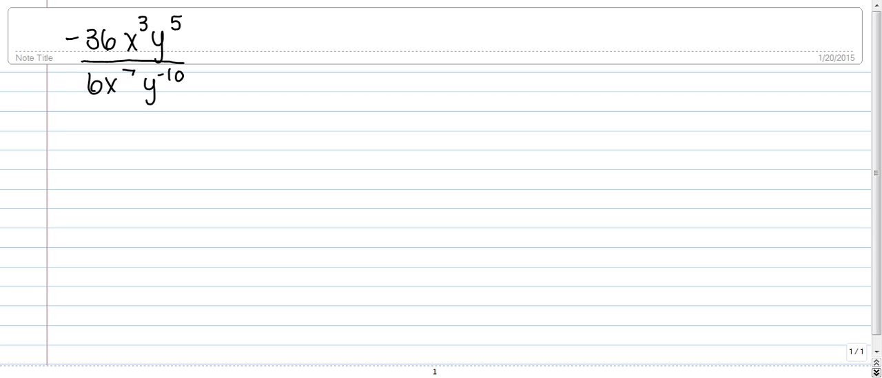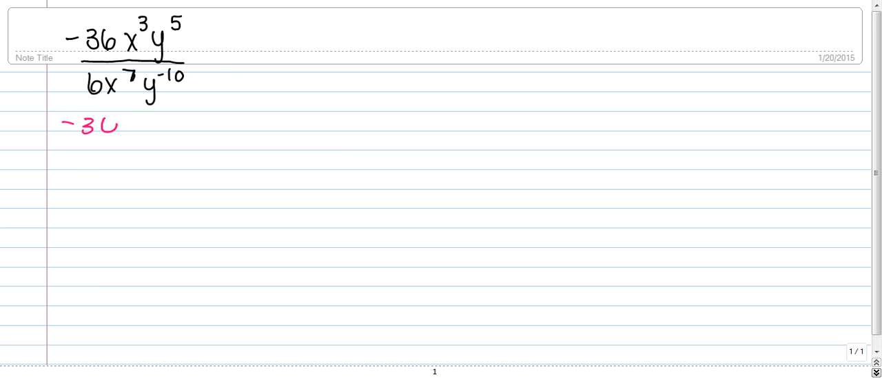For my next example, we have negative 36 x cubed y to the 5th divided by 6x to the 7th power y to the negative 10. The first thing I want to do is get rid of any negative exponents by simplifying that first. Whenever I have a negative exponent in the denominator, it gets moved to the numerator. If the negative was in the numerator, it would be moved to the denominator. So let's go ahead and simplify that part first.